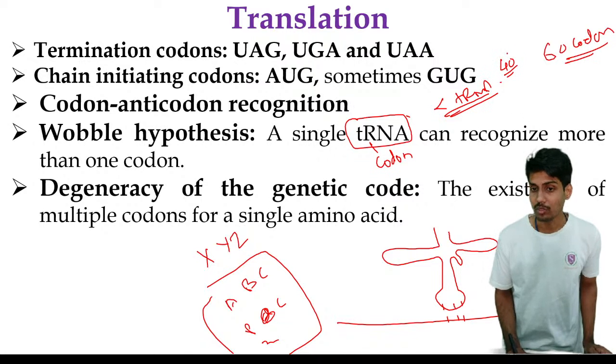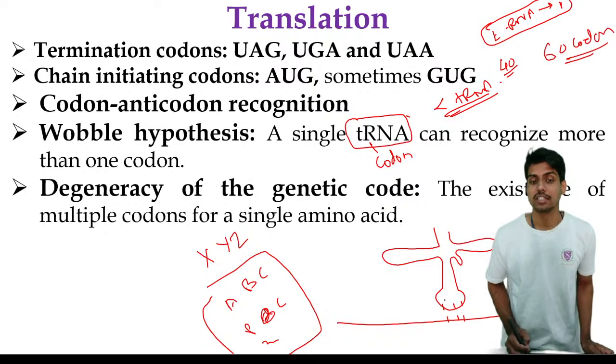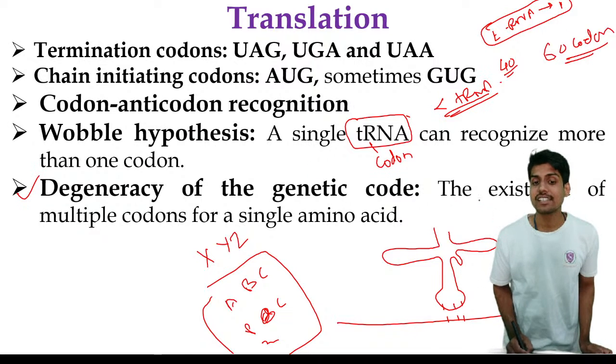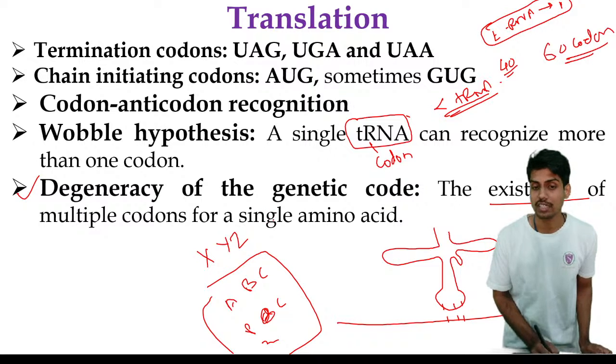This is why, because this one tRNA can now identify and code more than one codon. Okay. So that is what this Wobble hypothesis is. Now let's see what is the degeneracy of the genetic code. See, the degeneracy of the genetic code means what? The existence of multiple codons for a single amino acid.